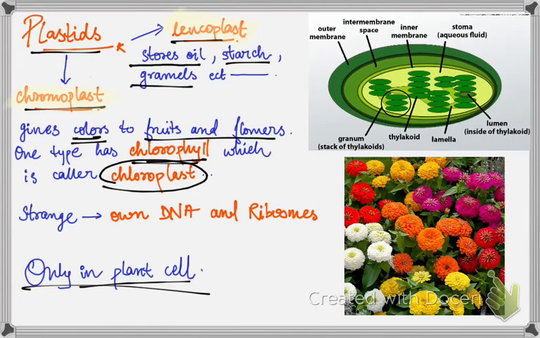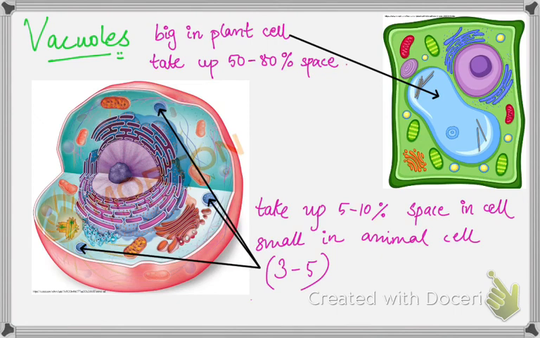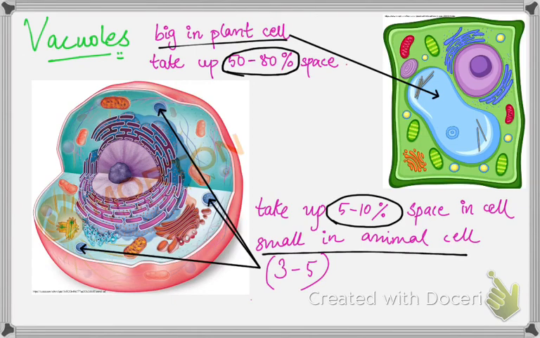Now we'll learn about vacuoles. As you know, vacuoles are big in plant cell. They acquire 50 to 80% of the space, whereas they are very small in animal cell. And vacuoles are big in plant cells in order to give them more stiffness and more rigidity. Vacuoles are the storage of water, oils, starch and other plain materials.